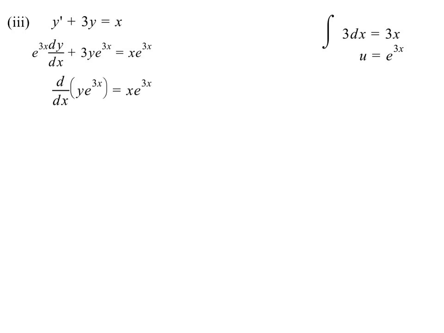The derivative plus 3y is equal to x. Integrating factor, well, integrate 3, that's 3x. So u is going to equal e to the power of 3x. So multiply everything by e to the 3x. I'm going to differentiate y e to the 3x. Oh, look at the right hand side. I've got to integrate x e to the 3x.